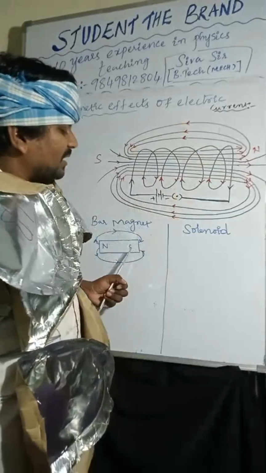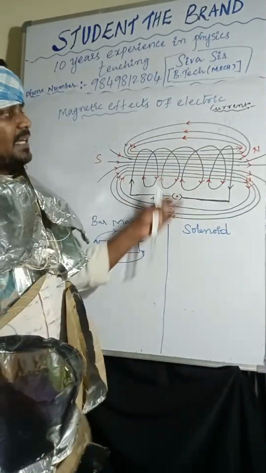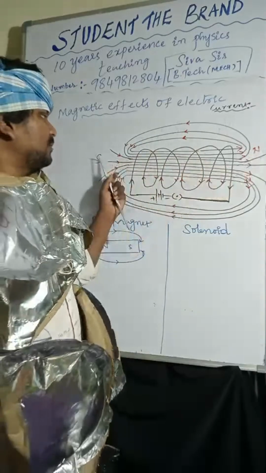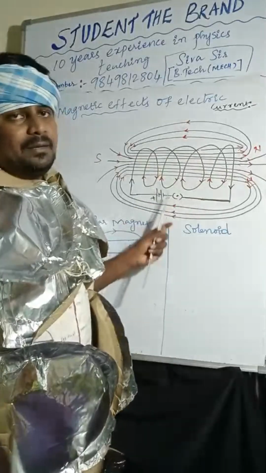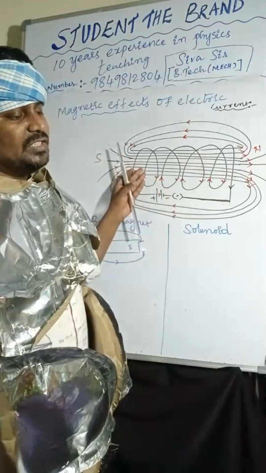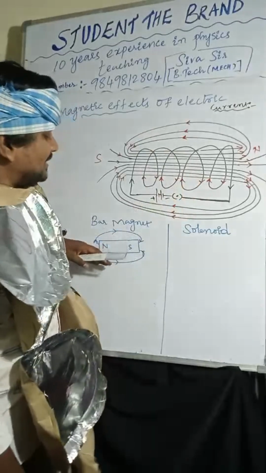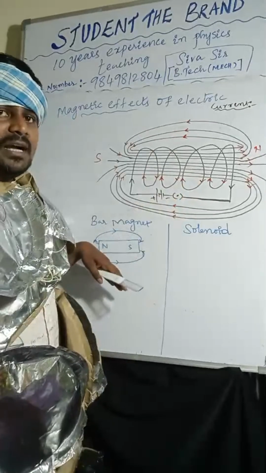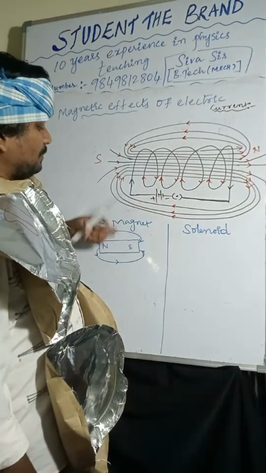Here the magnetic pole strength is fixed. We can't change the poles, but we can change the polarity. Here north pole, here south pole. If you change the battery polarities, automatically the current direction changes and the poles also change. But here, in the bar magnet, we can't change the poles. The poles are fixed only.